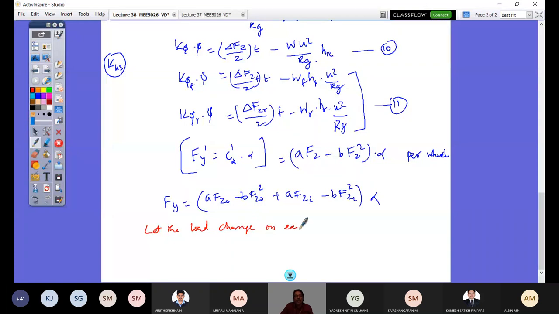Each wheel load can be written as Fz naught, as Fz. You see in the previous class free body diagram, I put the same normal load Fz on each wheel when there is no torque. But now Fz naught, the outer wheel would get an increase in its load due to lateral load transfer, by delta Fz amount, and the inner wheel would be decreased by Fz naught minus delta Fz.